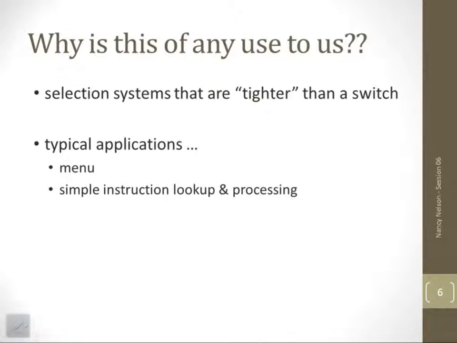So if this stuff is so involved, why would we ever want to use it? Well, one of the reasons is to be able to set up selection systems that are very tightly written, very nice, precise code. And some of the applications that we're going to take a look at are for choosing between different menu options and for processing instructions.